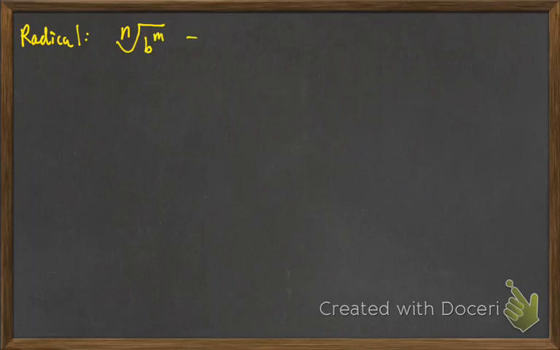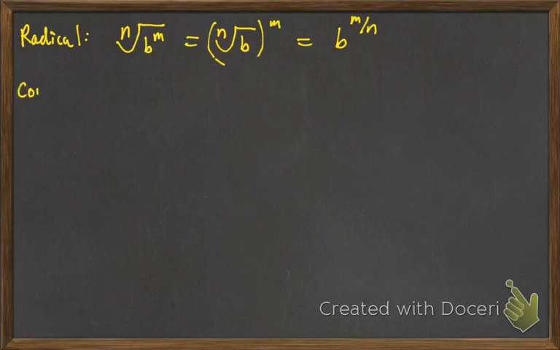So the nth root of b to the m is the same thing as the nth root of b, quantity raised to the m power. As a rational or fractional exponent, that is b to the m over n. So the root is going to be the denominator when you convert to rational. Okay. What we'll see most commonly is the square root and the cube root.